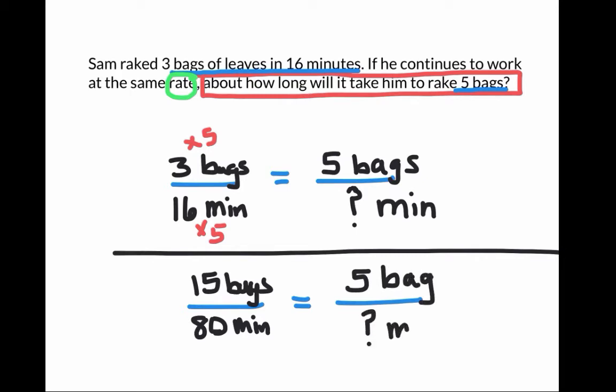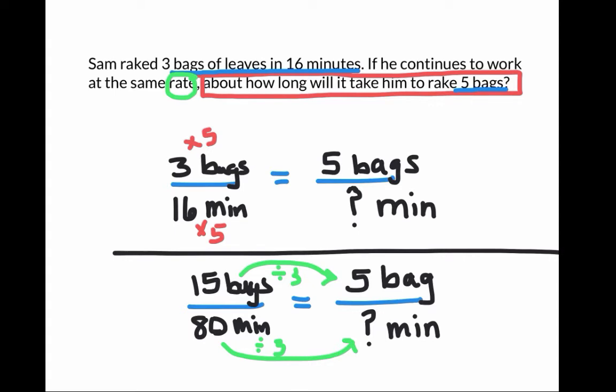And my unknown is still my minutes. So now, do you see how you're going from this ratio to this ratio? I would be dividing by 3. So go ahead. Now we have to always show how we're going up or down proportionally. In this case, we're going down. We need to take 80 and divide it by 3. So go ahead and do that. You may use your calculator if you would like.